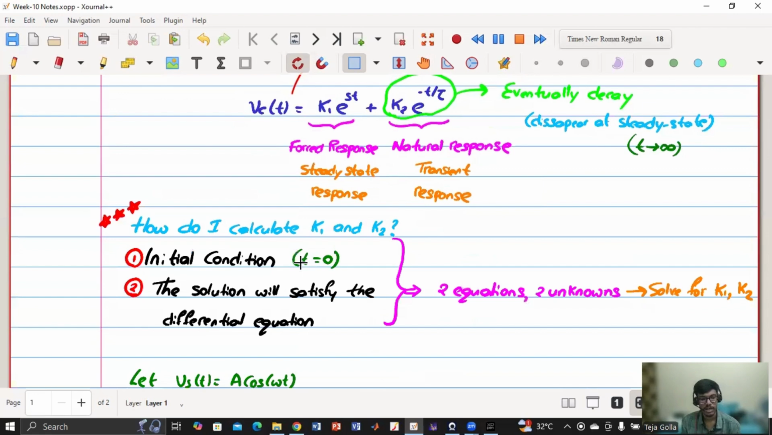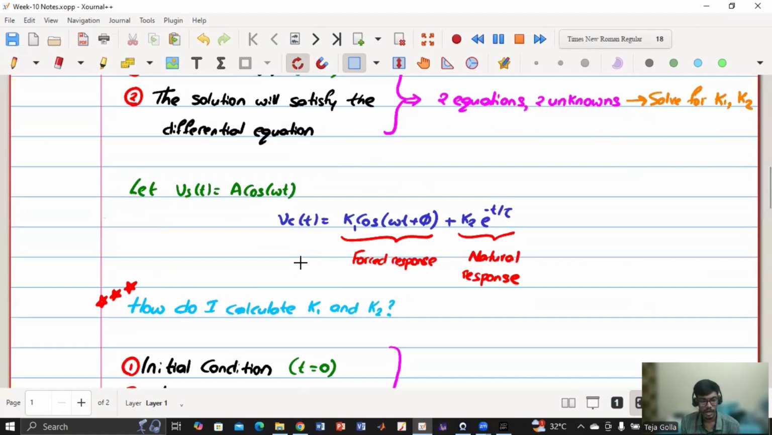And the second equation I will get by substituting the solution in the differential equation, because it is a solution to that equation, it should satisfy. From this, we'll get two equations, two unknowns, and we can solve for k1 and k2. Similarly, if it is a cos or sine, because it is a linear circuit and a low pass filter, the output will be a scaled version of the input, plus there will be some phase delay. So the output will be k1 into cos omega t plus phi, plus k2 into e to the power minus t by tau. One is the forced response, one is the natural response.